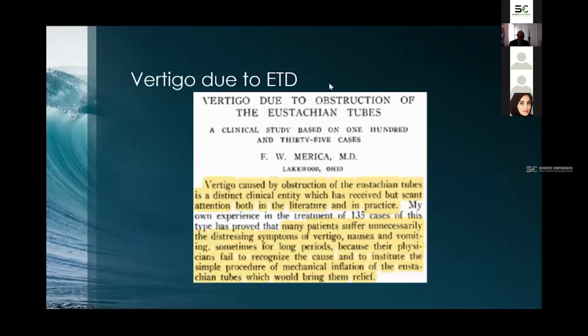In 1942, Politzer declared that vertigo caused by obstruction of the Eustachian tubes is a distinct clinical entity. And he mentioned many patients suffer unnecessarily the distressing symptoms of vertigo, nausea, and vomiting, sometimes for long periods, because their physicians fail to recognize the cause and to institute the simple procedure of mechanical inflation of the Eustachian tubes, which would bring them relief. He is talking about Eustachian tube catheterization.